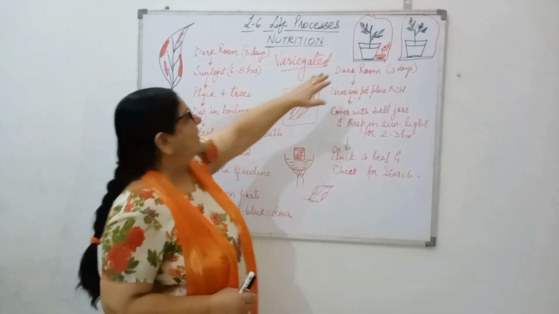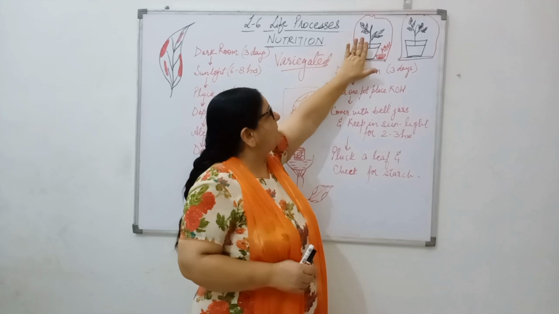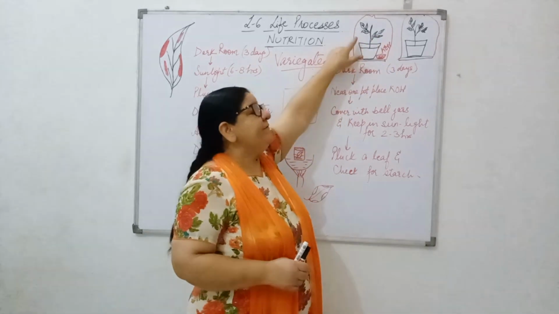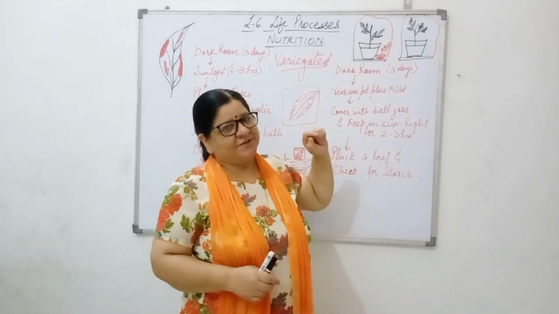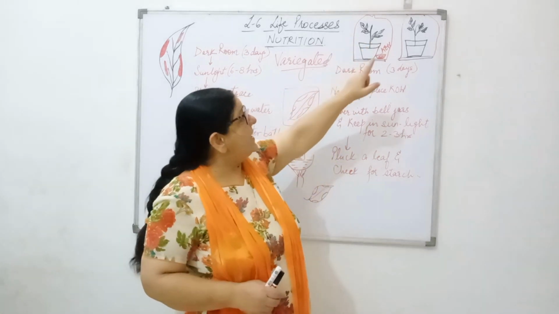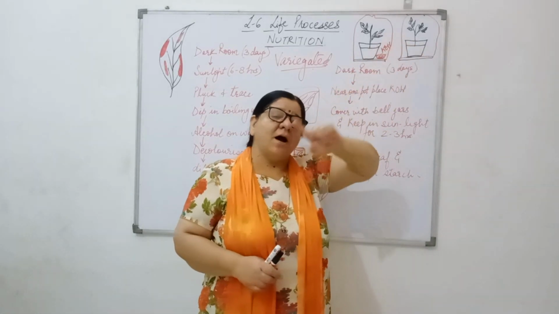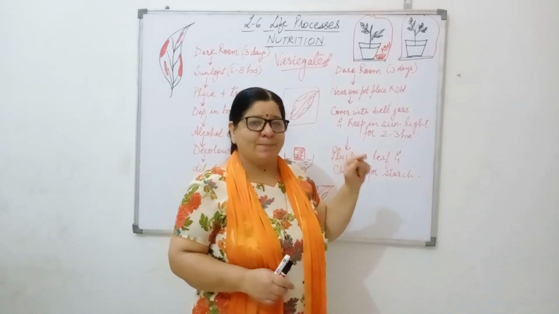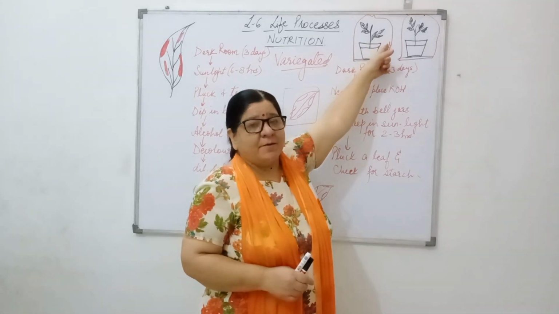We will observe that this leaf, the plant in which KOH was placed here, the leaf of that plant will not show any test for iodine, while the leaf of this plant will show a positive test for starch. It will turn blue-black in color. Why? Because here there was no carbon dioxide present.